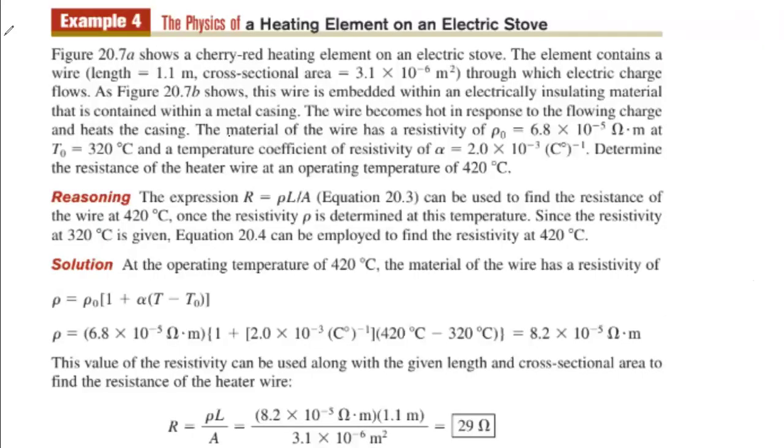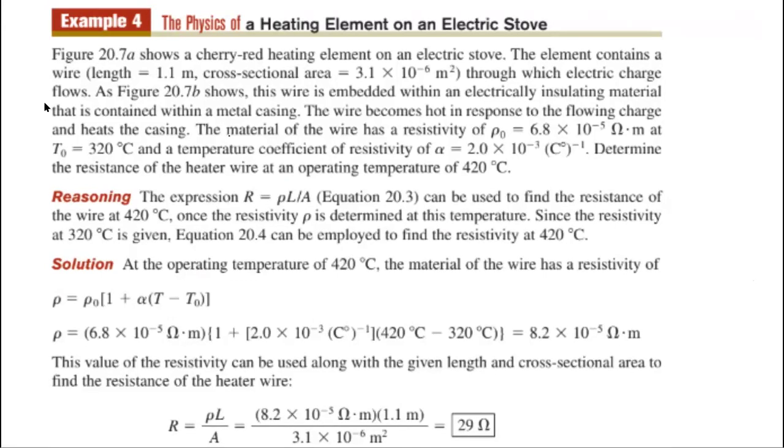Let's go ahead and practice this question, and we're almost done with the topic of resistance and resistivity. Here there is a heating element on an electric stove. The element contains a wire, let's say its length is 1.1 meters. You must have seen electrical coils on the stoves, which become red hot when you turn on the stove. So that wire that runs through it, let's say its length is 1.1 meter, and its area is 3.1 times 10 to the power minus 6 meter square, through which electrical charge flows.